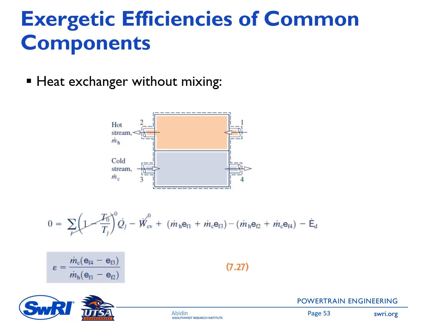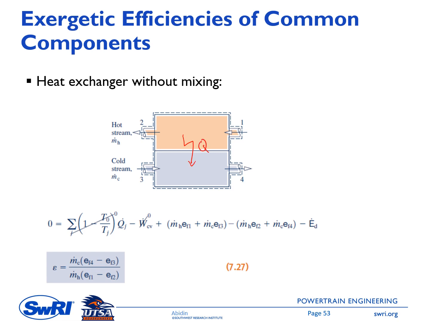Okay, next one is the heat exchanger. First, we look at the heat exchanger without mixing. So we have two streams here. On the upper side, we have the hot stream, entering at point 1, exiting at point 2. It doesn't mix at all with the cold stream on the bottom side. The cold stream enters the heat exchanger at point 3 and exits at point 4. So in this case, there will be a heat transfer from the hot stream to the cold stream.